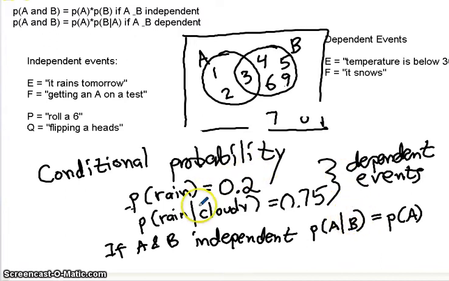So is that the case up here? A given B is one probability, and A is another probability. These two probabilities are different. So because this condition is not met, I will conclude that A and B are not independent events. Okay, so we've covered dependence and independence.